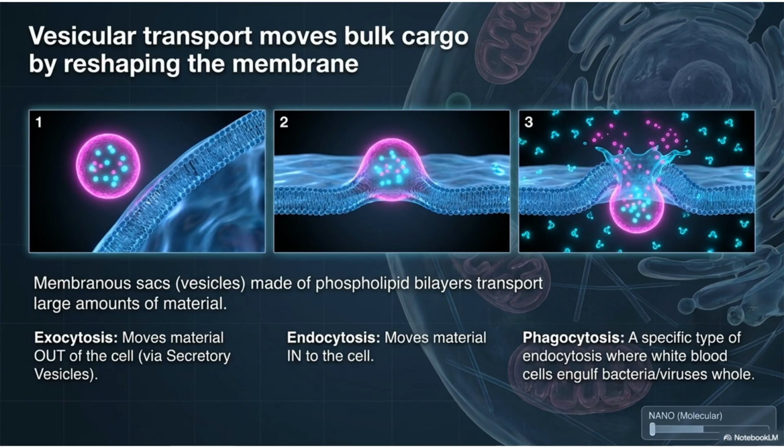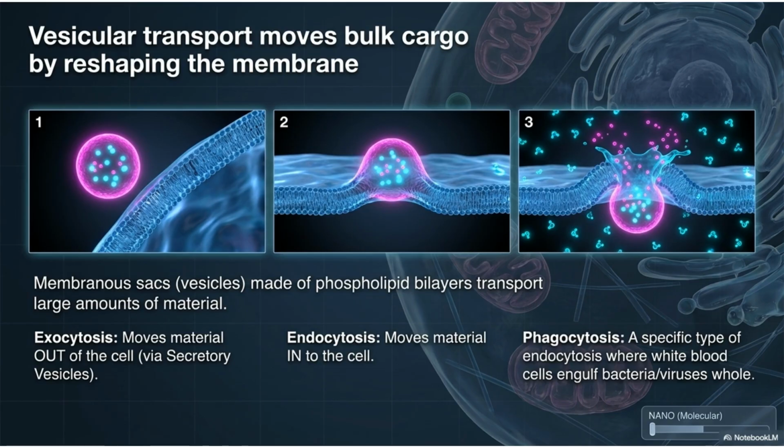Vesicular transport moves bulk cargo by reshaping the membrane. Exocytosis moves material out. Endocytosis moves material in. Phagocytosis is a specific type of endocytosis where cells engulf large particles. Phagocytosis is how some of your white blood cells engulf foreign cells or clean up cellular debris.